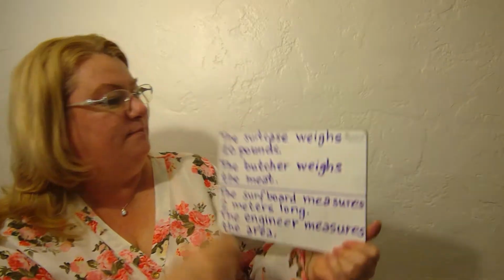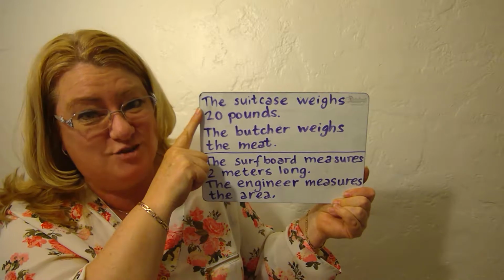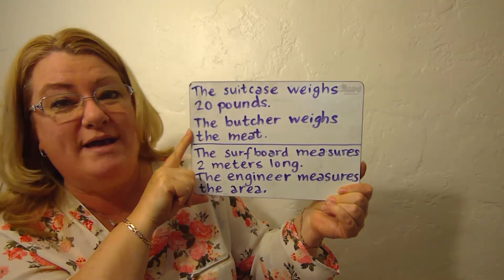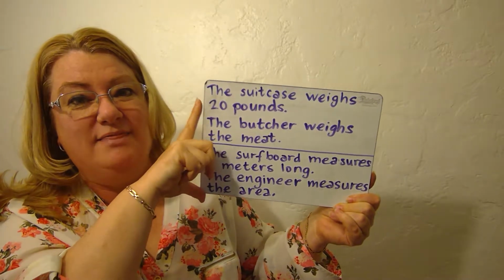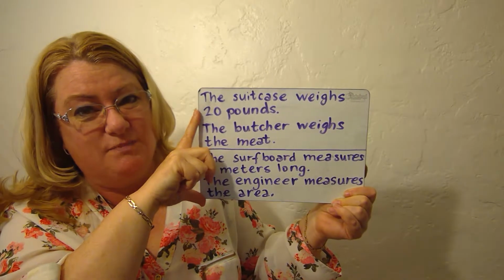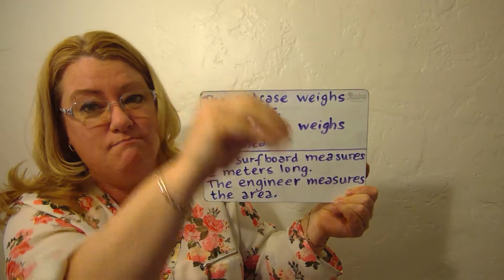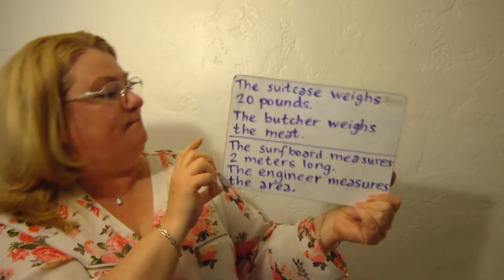And now we've got, that suitcase weighs 20 pounds. The butcher weighs the meat. Now, this one is the stative because it's declaring how much it is. It's just stating a fact. And this one, he's actually doing something. He's putting meat on the weight scale and he's weighing how much it is.